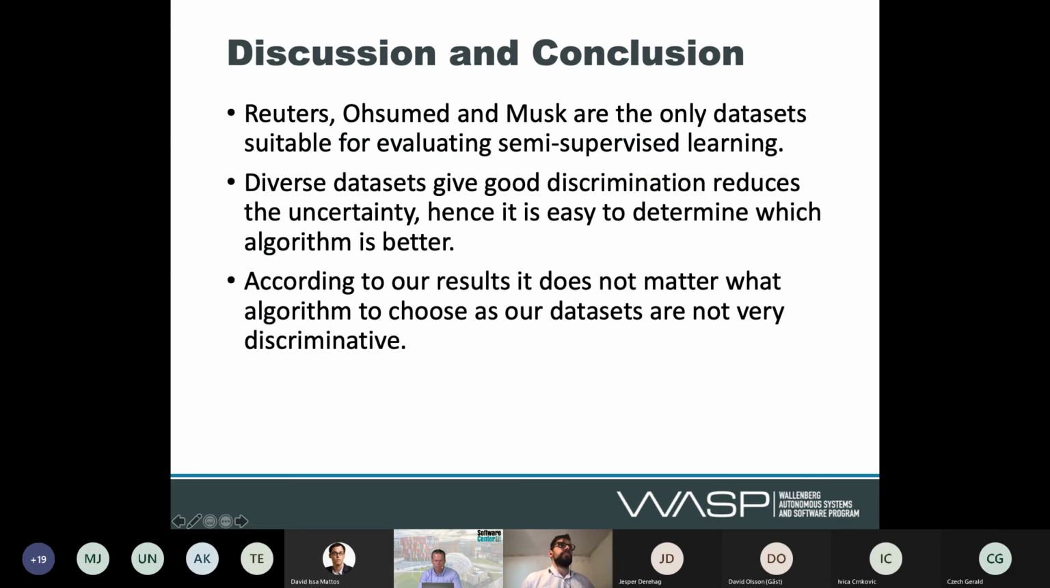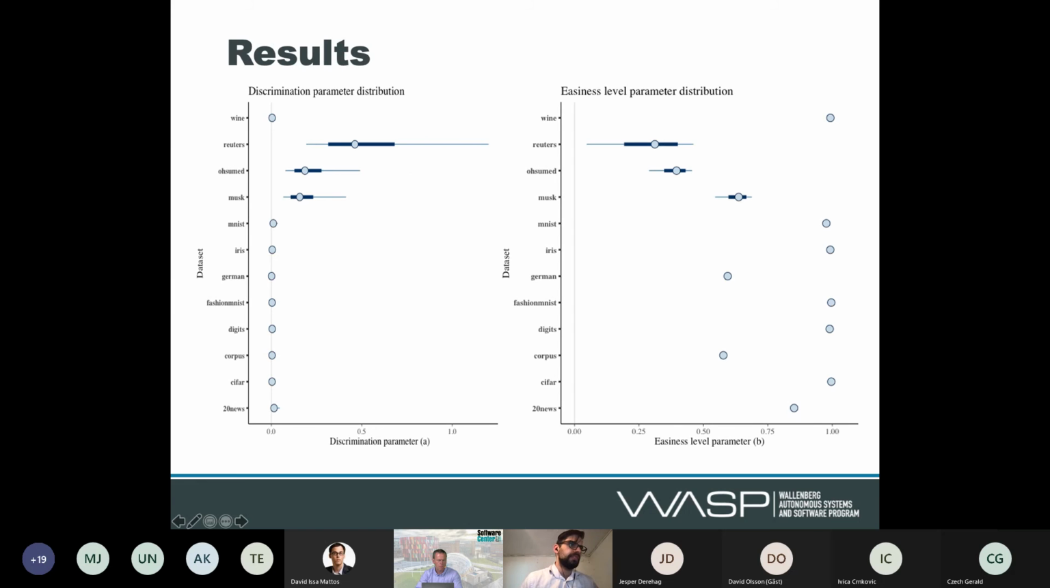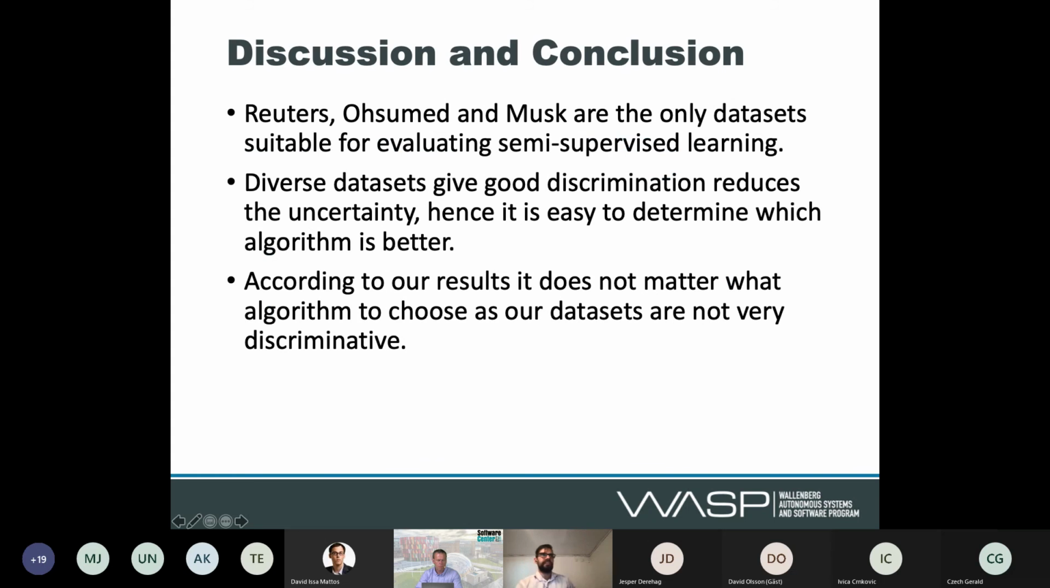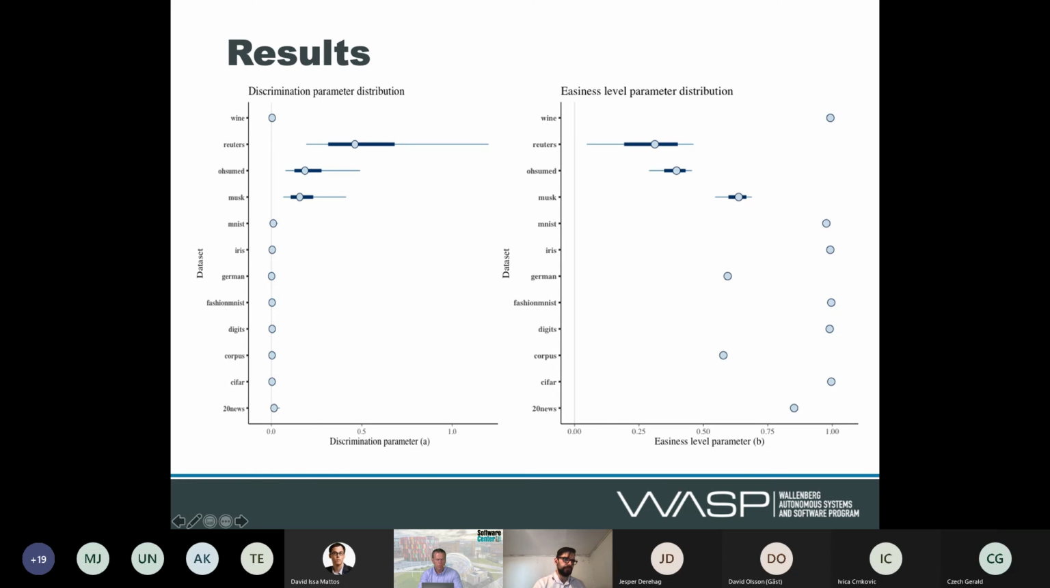And what we can say was that the only datasets that were suitable for evaluating semi-supervised learning were the Reuters, assumed, and the Musk datasets, and that you can see here, these three. So the key takeaway here is that diverse datasets give a good discrimination, reduce uncertainty, and hence it's easy to determine which algorithm is better. And according to our results, it doesn't matter what algorithm you choose, because our datasets are not very discriminative at all, as you can see here. They are almost zero. It's only these that are not zero.